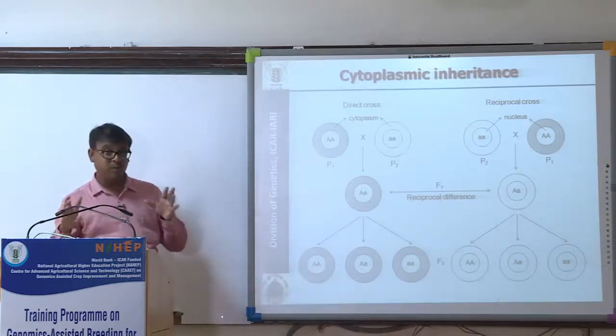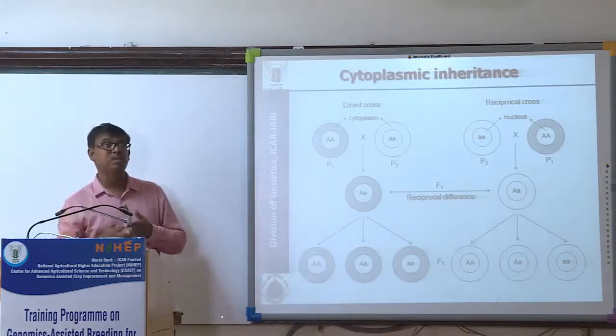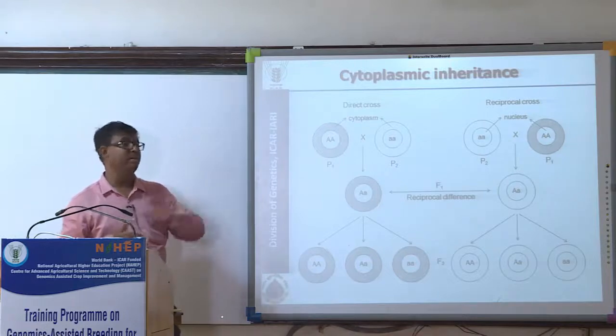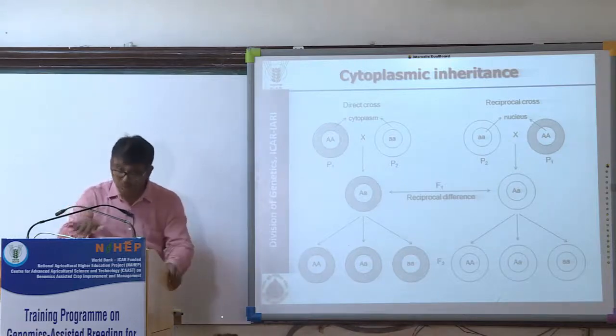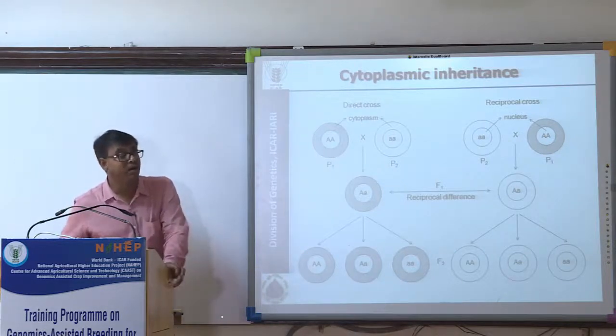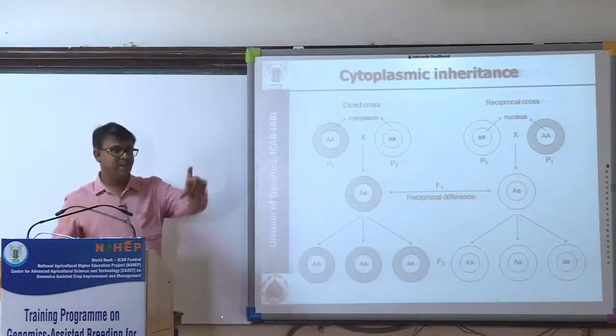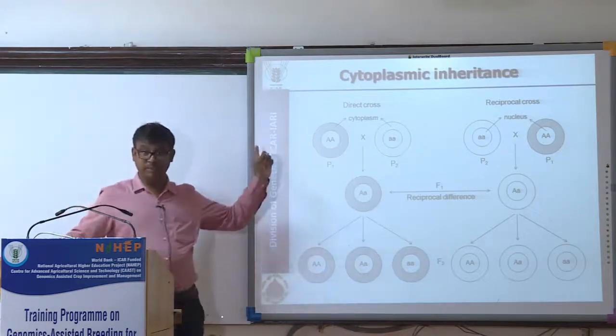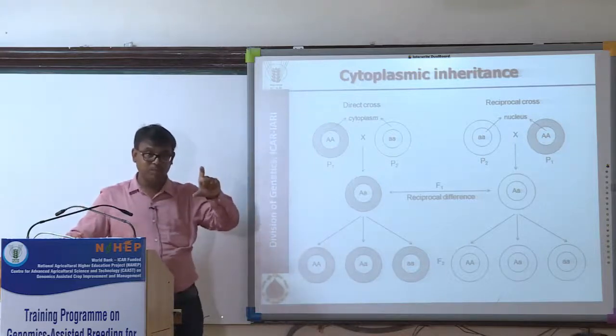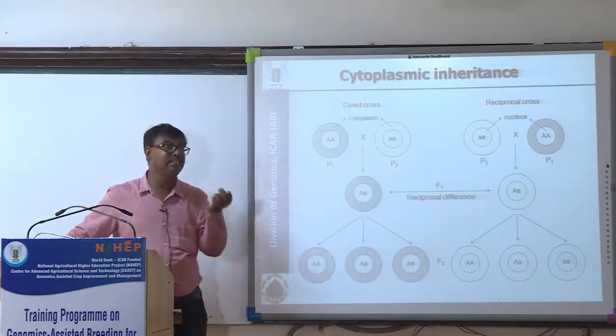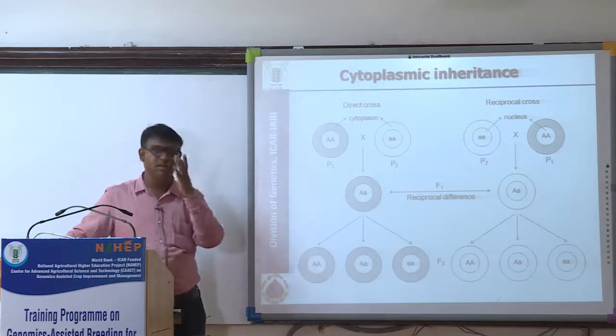Nowadays, the utilization of male sterile cytoplasm in hybrid breeding in maize has become almost obsolete. Now it is utilized for baby corn purposes. Why? Because baby corn is the younger cob, which is basically an unfertilized ear, right? It's a maternal tissue.